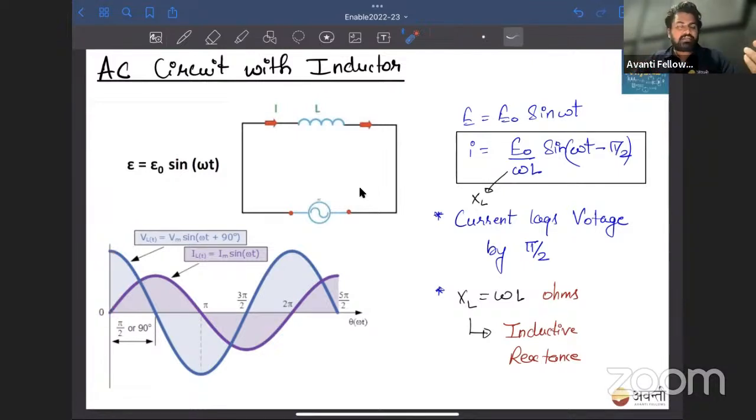So again, the same derivation here also we can do. We can write the equation, then put the value, and then differentiate it. After differentiating, we'll get this final value. So in place of resistance, we are getting omega L. So we cannot call it a resistance because it is not a resistance. It is a different thing, but it behaves like a resistance. So we'll call it reactance. And since it is the reactance of inductor, it is called inductive reactance. लिख लेना.